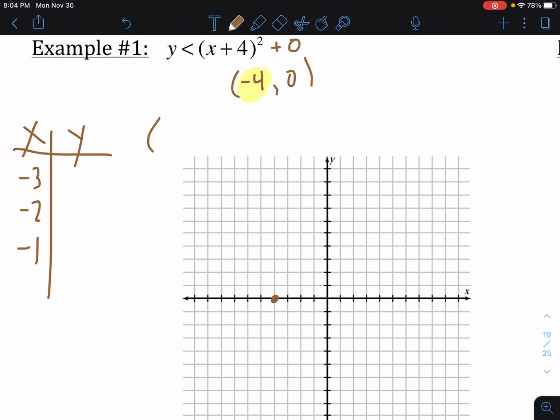So we'll do -3 plus 4, squared. I'm using the formula. And that is 1 squared, which is 1. Then I'm going to go ahead and erase that. I'm going to do work again with the -2 in for x. So that'll be, add those up and get 2 squared is 4. So there's another point, erase that. And then I get my last point, take -1, put it in for x, do the math. -1 plus 4 is 3, 3 squared is 9.